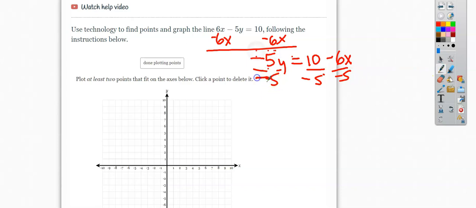And negative 5 divided by negative 5 is positive 1. This is going to be a negative 2, and this is going to be a positive 6/5. And that's okay that it's a fraction, because we're going to type it in our calculator anyways.